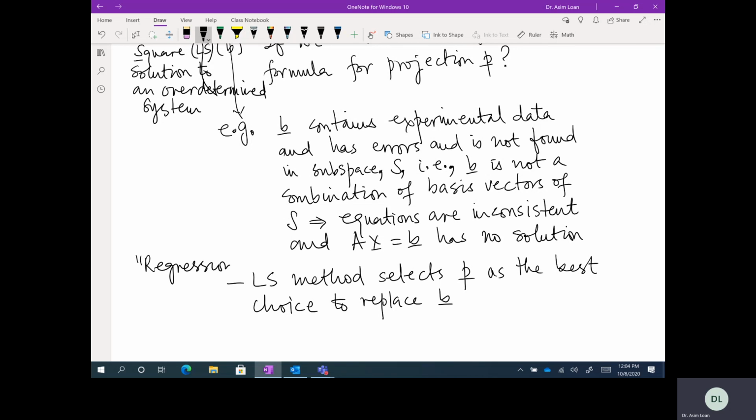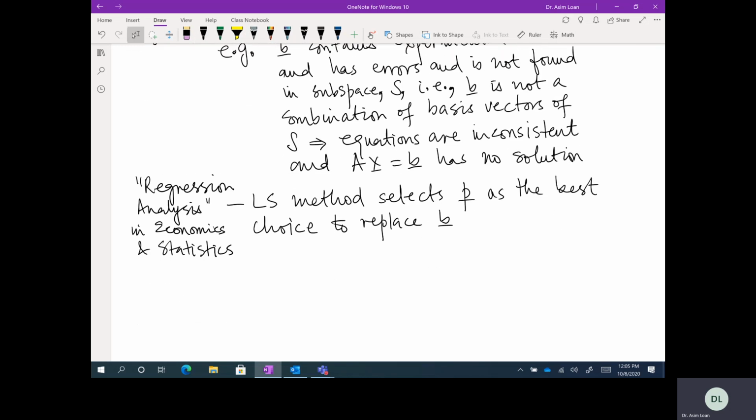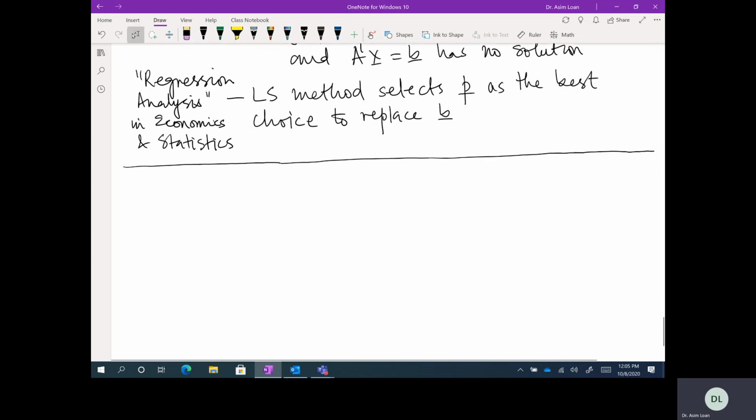This is the regression, the fancy word that economists and statisticians use. Regression analysis in economics and statistics is a fancy word for the least square solution of Ax equals b. So let's develop this theory and see how we can find p when A is a line or when A represents the subspace.